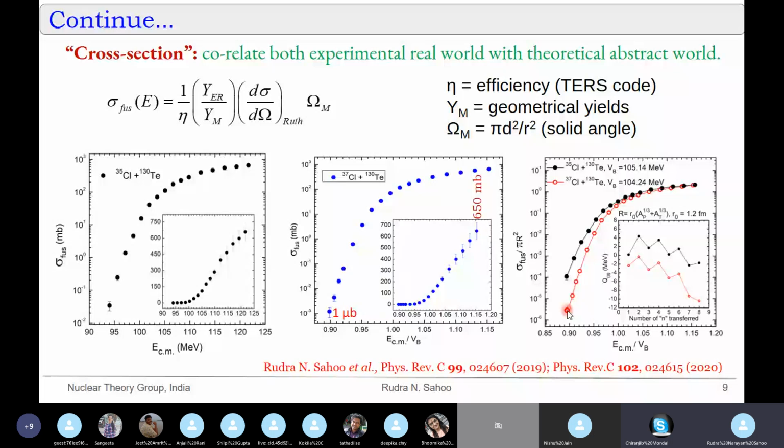Yes. So the thing is that you said that below the barrier, this difference is growing between 35 chlorine and 37 chlorine.